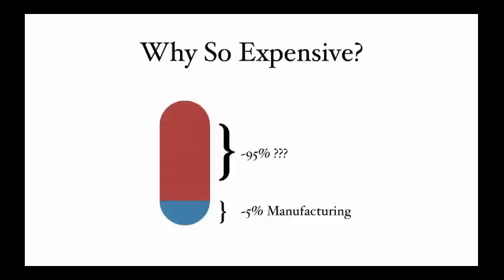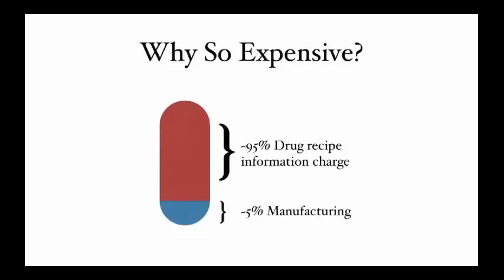Why is 95% of the cost of a drug what? What is it in that pill, right? And the answer is that this is the drug recipe information charge, right? It's paying for the information. It's not paying for the chemicals. It's not paying for manufacturing it in that plant somewhere and then shipping it to your pharmacy. It's paying for the drug information.